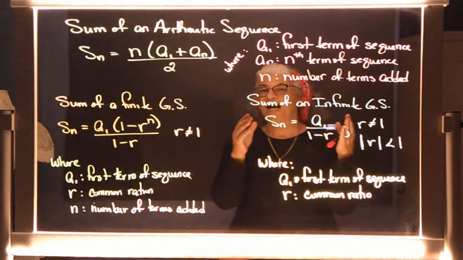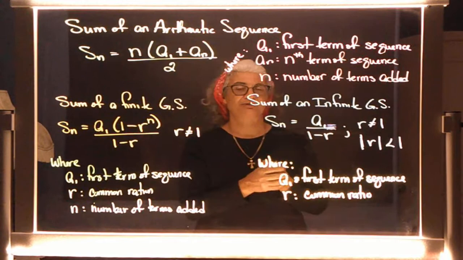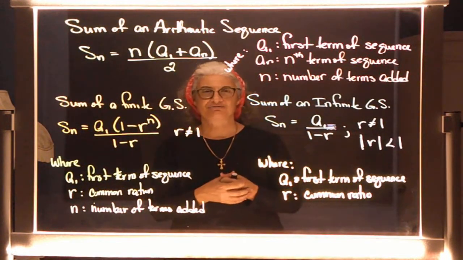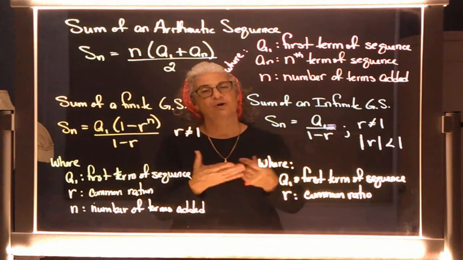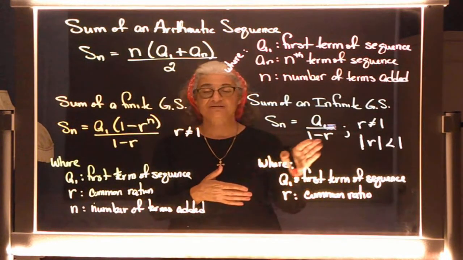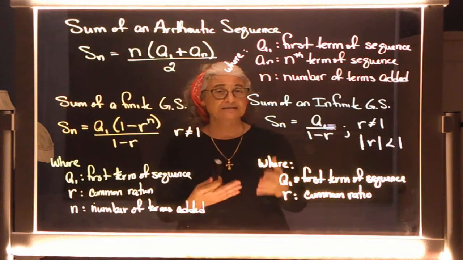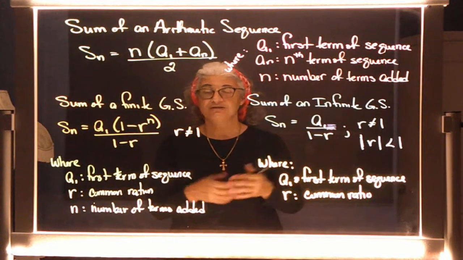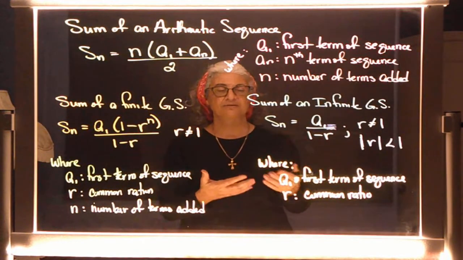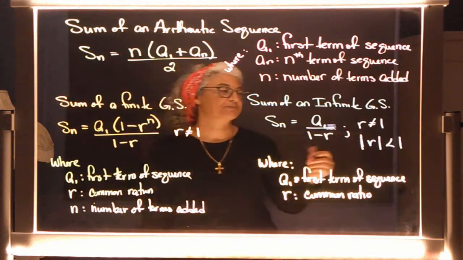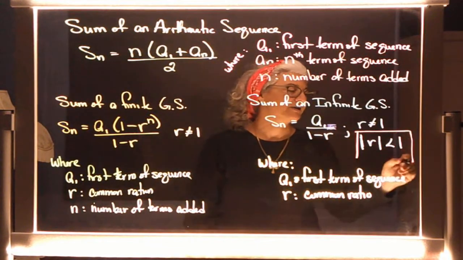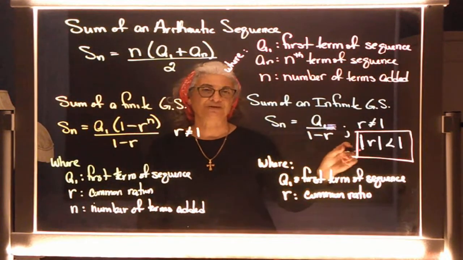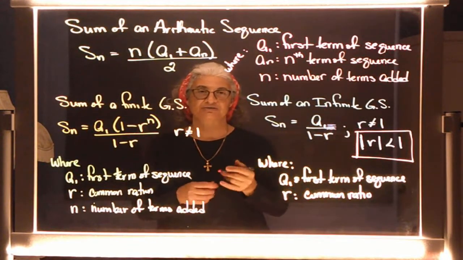Now, I can also sum an infinite geometric sequence. And this one sounds a little nutty because you're like, how can you sum an infinite geometric sequence? That doesn't make any sense to me. Well, the formula for summing an infinite geometric sequence is quite simple. I take the first term and divide it by 1 minus r. But here's the important part: the absolute value of your common ratio must be less than 1. That is the reason I can sum an infinite geometric sequence.